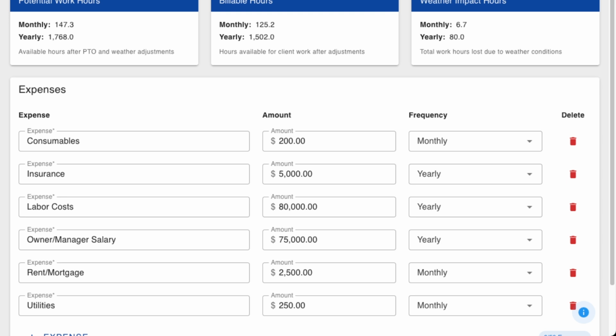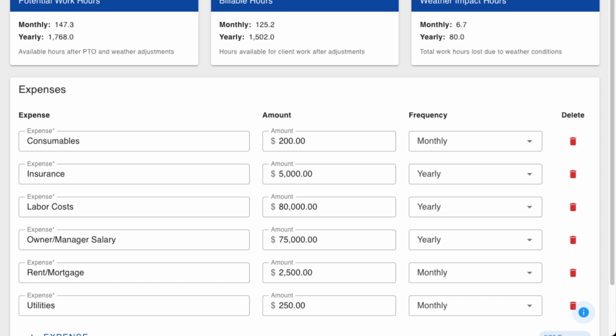Make sure you include in this expense not only an employee's wages, but also workman's comp, taxes, and other expenses associated with having employees. Our owner-manager salary is at $75,000 yearly. This is you paying yourself as an employee. Whether you draw $50,000 or $100,000 annually, this goes into your expense calculation. Don't skip this. You should be paid separately from the company's profits.